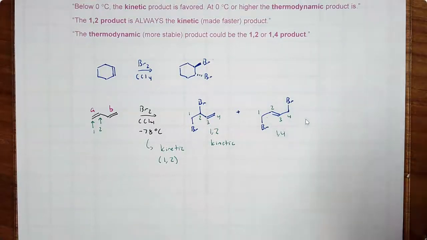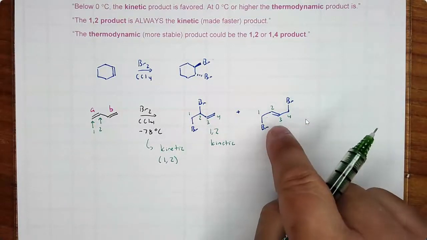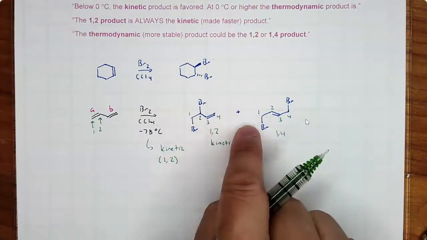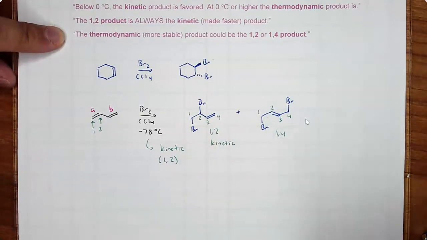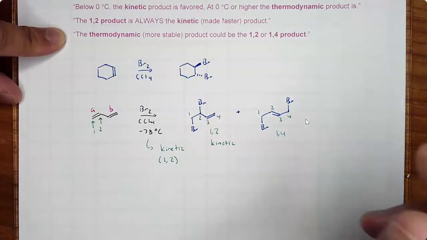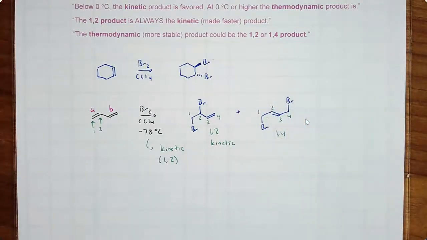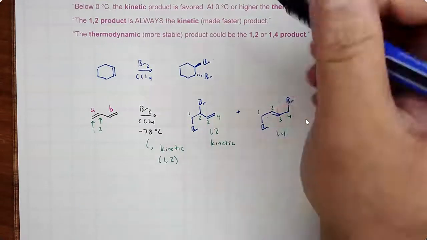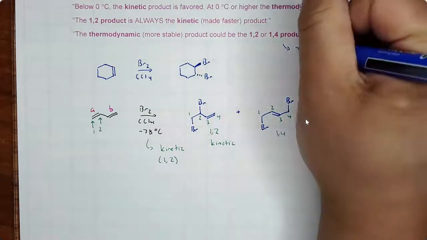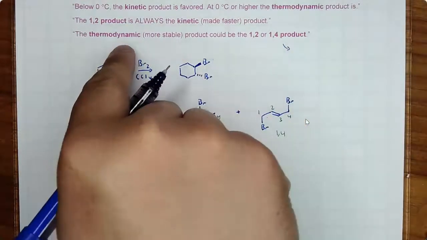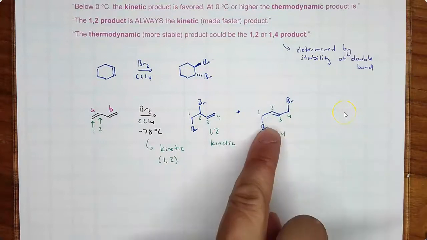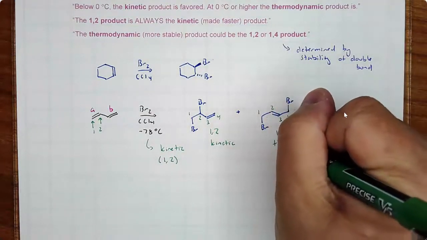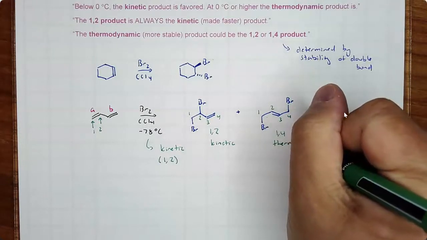And now we have to assess whether this is the thermodynamic or not. Look at the double bond. This is disubstituted versus mono. So look at the third statement: the thermodynamic, or more stable, product could be the 1,2 or the 1,4. We are determining this by the stability of the double bond. You could add that if you want: for these types of reactions with conjugated dienes, the thermodynamic product is determined by the stability of the double bond. So this is the thermodynamic. These 2 are not identical, so we'll draw both.